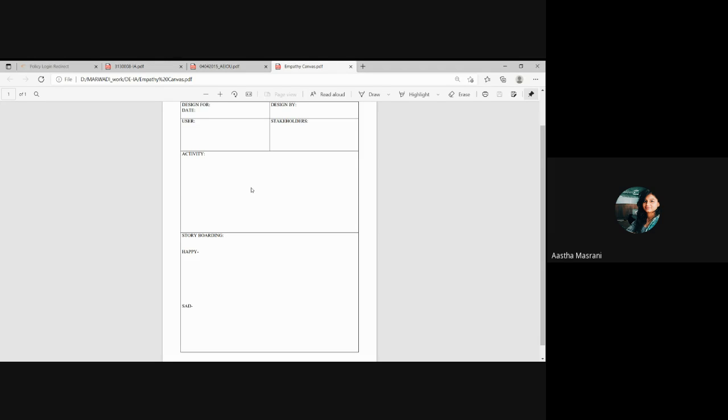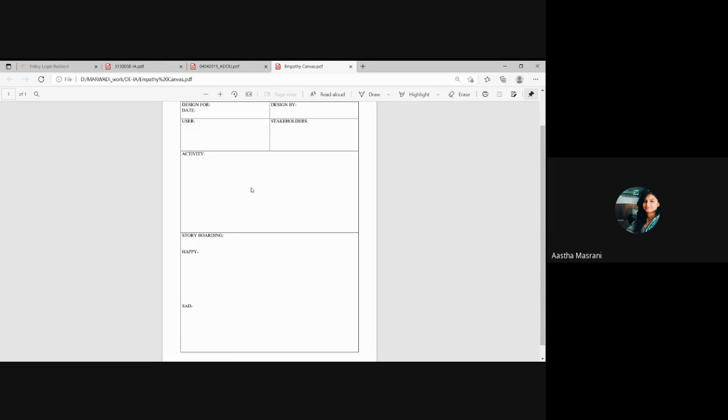So, in the empathy canvas, first of all, activity. What activity have you done over the field? You need to think that you visited that place, and whatever activity you have done over there, means you asked something about what are the good things over there, what are the problems they are facing, everything you have written in the activity box, all those points you need to elaborate and write over here in the activity.